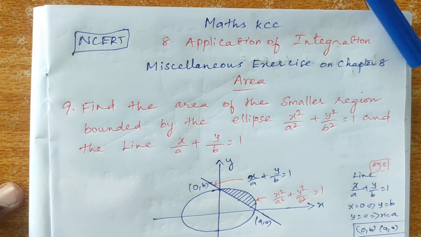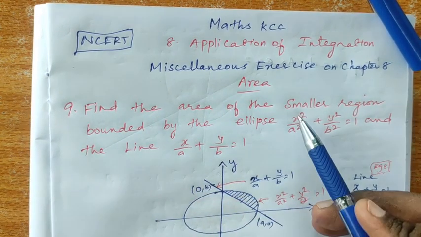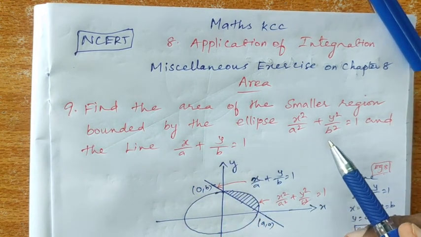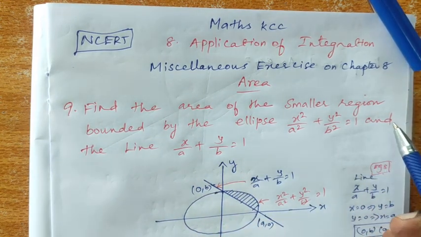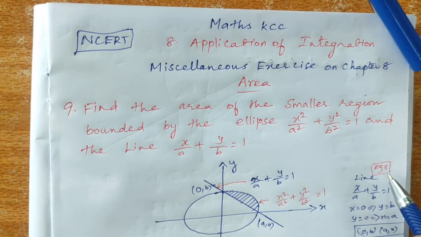Once again, application of integration in NCERT syllabus. Now we can discuss some problems in area which comes under miscellaneous exercise on this chapter. Ninth sum, find the area of the smallest region bounded by the ellipse x square by a square plus y square by b square is equal to 1 and the line x by a plus y by b is equal to 1. Same type of problem we have done in example 8.